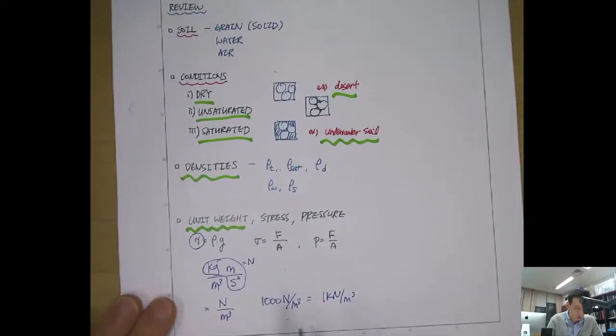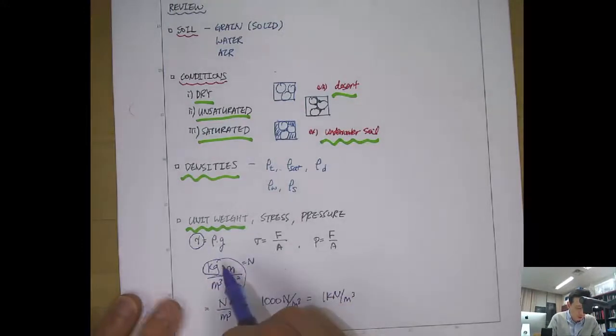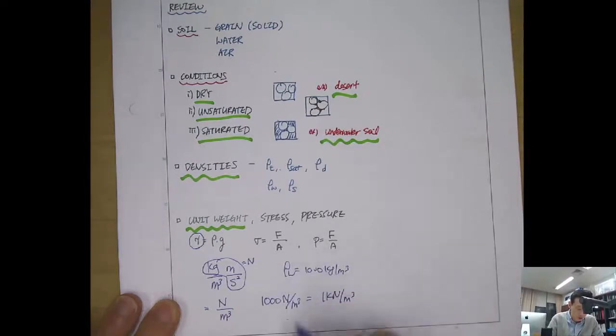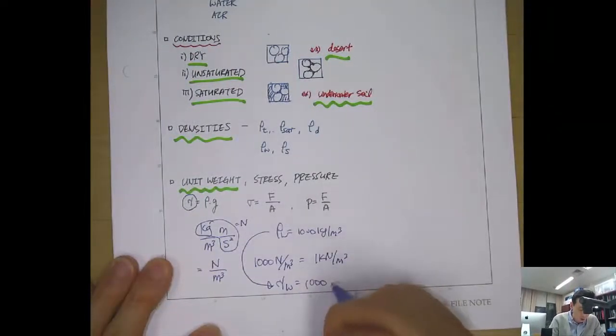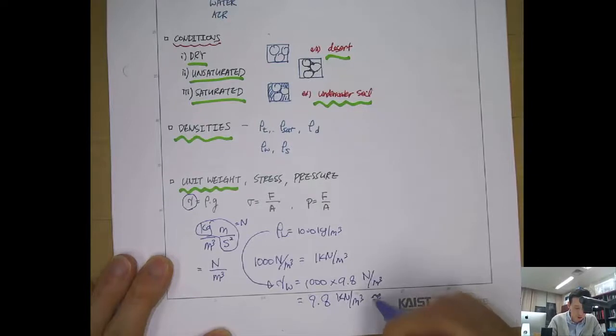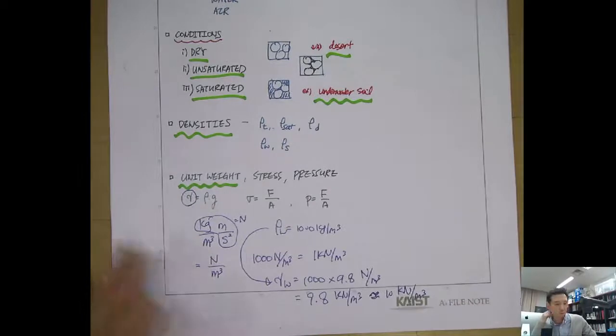So then let's think about the unit weight of water. If rho W is 1,000 kilogram per cubic meter, then gamma W will be 1,000 times 9.8 Newton per cubic meter. So then this will become 9.8 kilonewton per cubic meter. So approximately we can say 10 kilonewton per cubic meter.